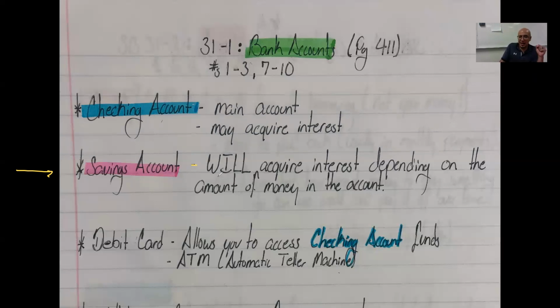The bank will reward you for having money in the savings account, money that is going to stay there for a long time, probably, and it will acquire interest over time. The more money you have in there, the more it's going to grow by a certain percentage. Again, we're not going to talk too much about interest, but just know that a savings account will definitely grow over time. The more money you have in there, and the longer it's in there, the more it will grow.